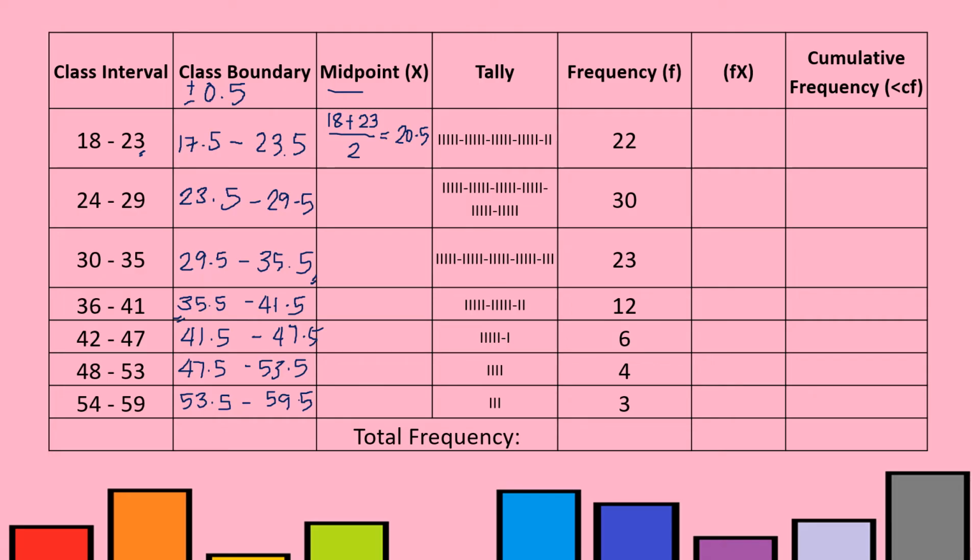How about 24 to 29? You will add 24 plus 29 divided by 2. The answer is 26.5. Okay. Same procedure up to the end.